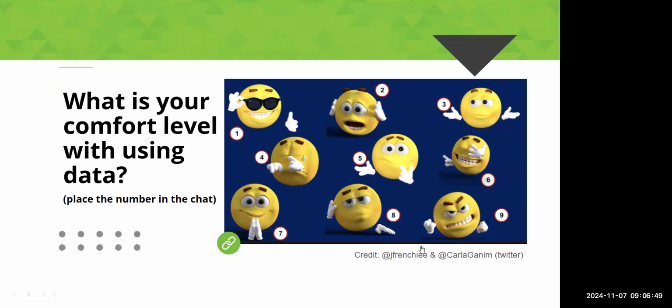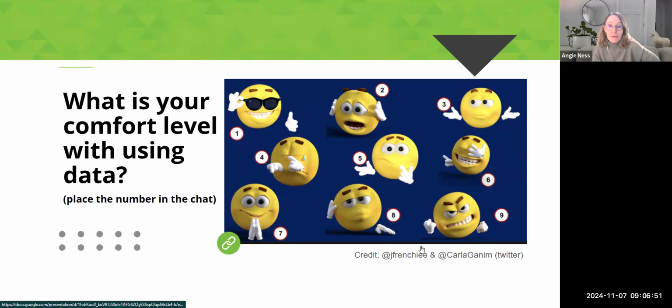Just kind of curious what your comfort level is using data. So thinking about what you see with those icons, which number relates to your comfort level using data at your schools? You can go ahead and put that in the chat, or you can unmute and share.